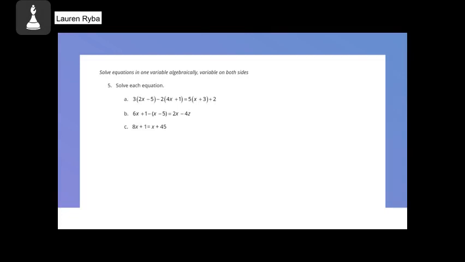Moving on to problems with a few more steps and variables on both sides, we are going to have a little more work. So looking at this first one, I've got a 3 that has to be distributed, a negative 2 that has to be distributed, and a 5 that has to be distributed. So I'm going to pull that over here. 3 times 2x is 6x, minus 3 times 5 is 15. Then I do negative 2 times 4x, negative 8x. Negative 2 times 1 is negative 2. Equals 5 times x is 5x, plus 5 times 3 is 15. And then there's a plus 2 on the end.